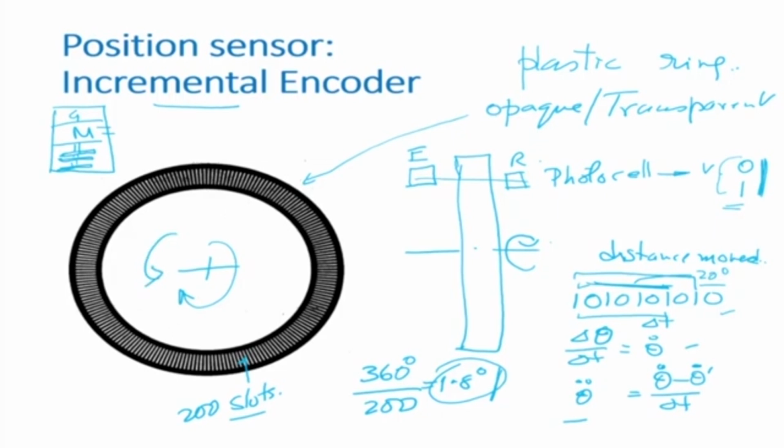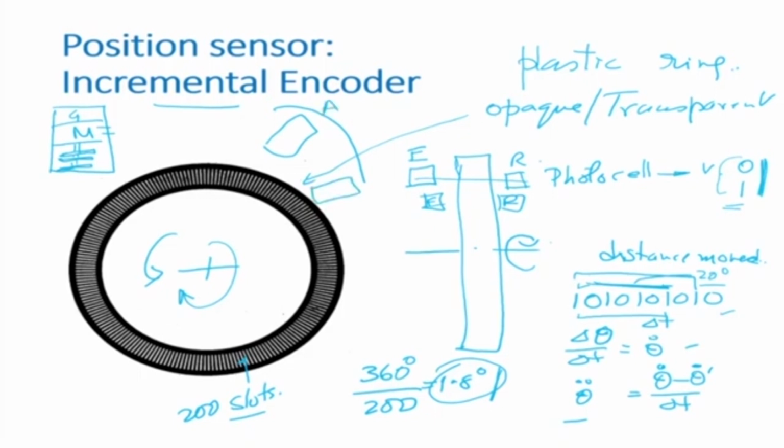For that, what is done is we have 2 emitter receiver pairs, which are sitting very close to each other. Because of this, there is a lead and a lag which comes in. And by looking at the lead and the lag, the controller is able to make out whether it's going clockwise or anti-clockwise. So for example, if I draw it here, this is one slot, this is another slot.